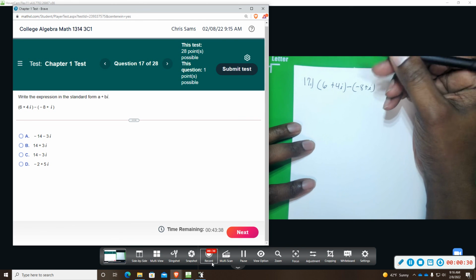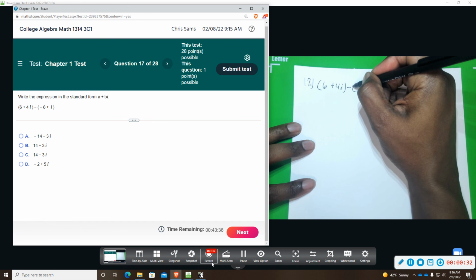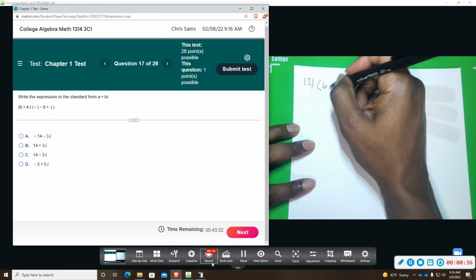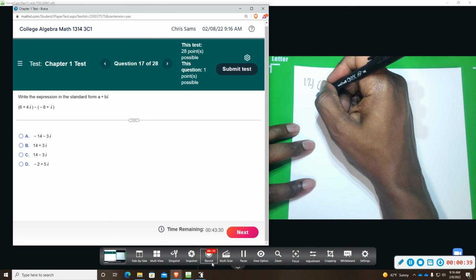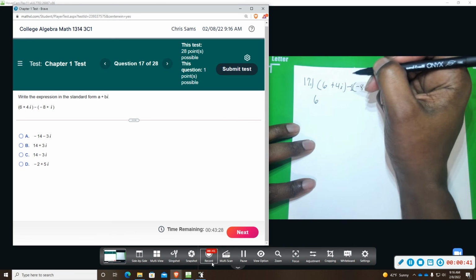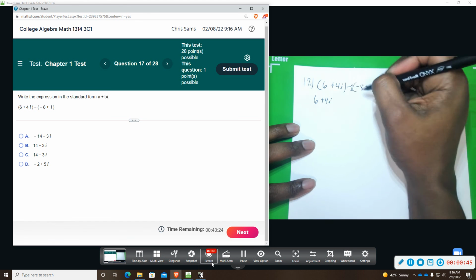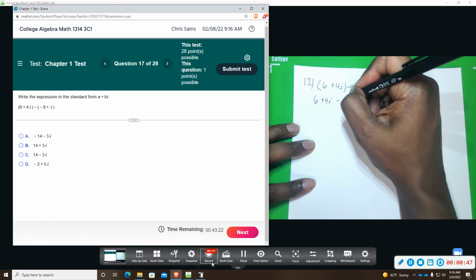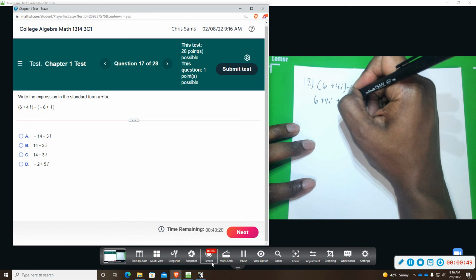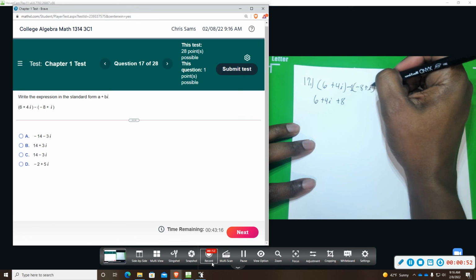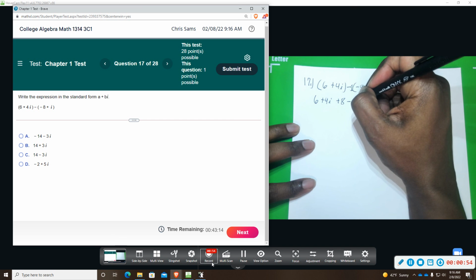All right, so here, since this negative is here, we have to distribute -1 and change both signs here. Nothing to do here, just drop parentheses. So we have 6 plus 4i, and then this is going to be negative, or positive 8 actually. Negative times a negative is a positive. And then -1 times i is going to give you a negative i.